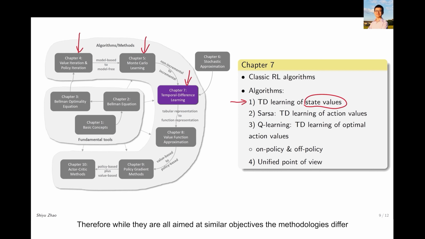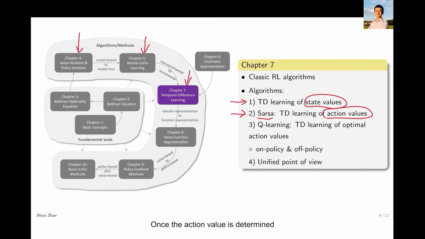Therefore, while they are all aimed at similar objectives, the methodologies differ. This algorithm is further extended to SARSA, which applies TD principles to learn action values. Once the action value is determined, it can be used to update the policy, leading to the development of a new policy. This loop of evaluating action values and updating policies continues, enabling continuous improvement until the optimal policy is obtained. The third algorithm is the well-known Q-learning algorithm.